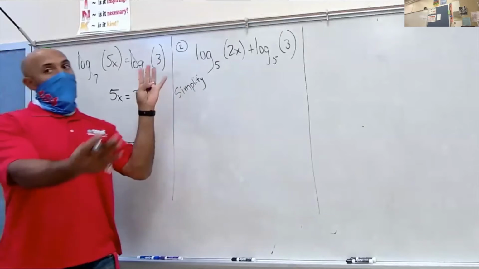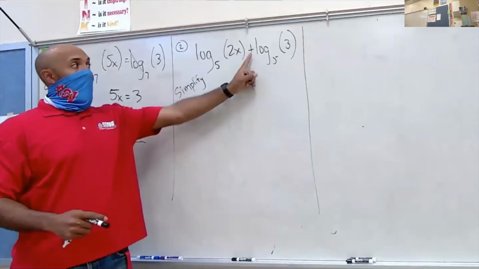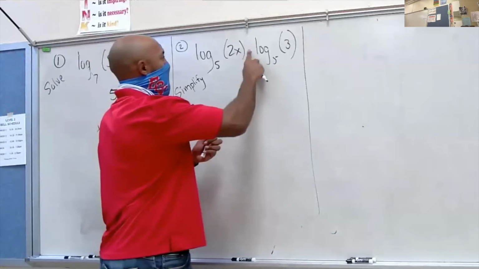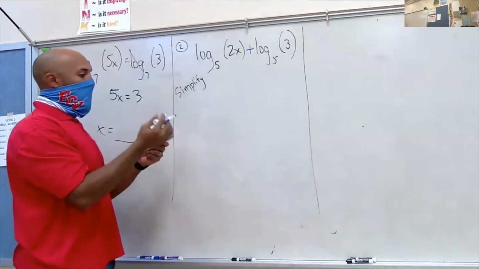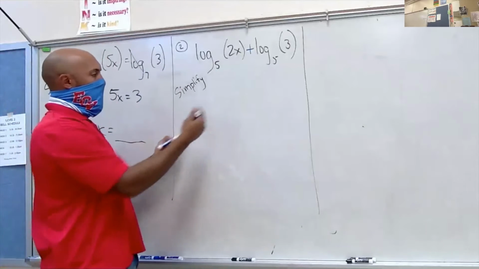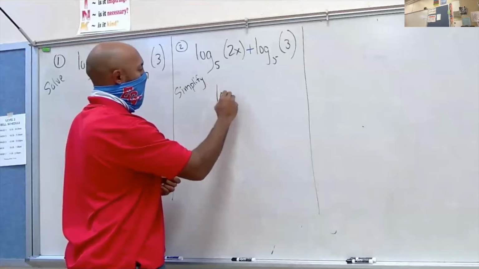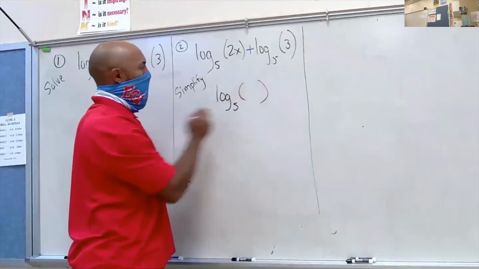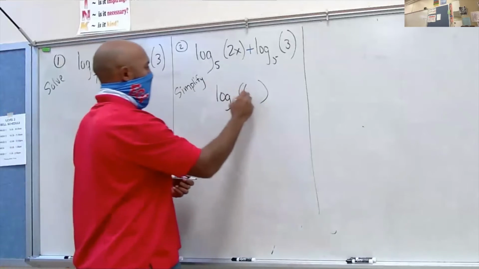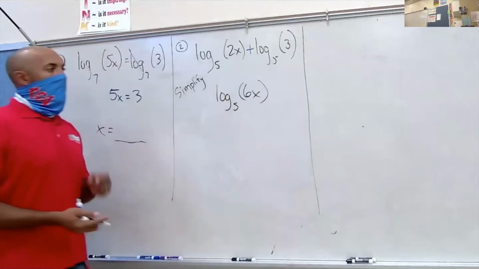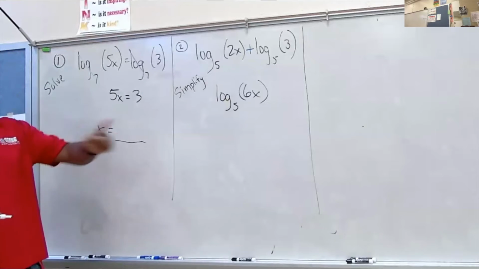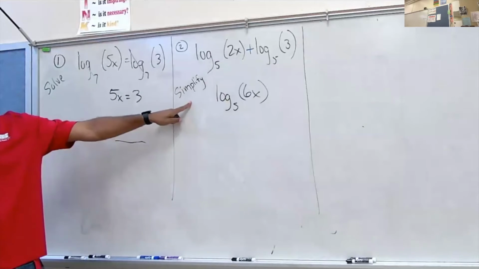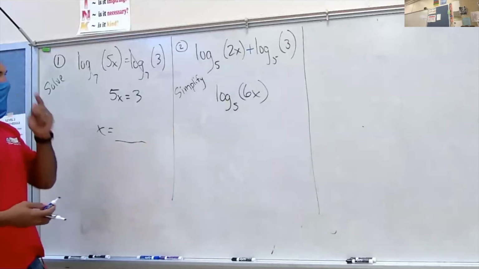Okay, so you're just combining two logs into one. Now, if you're adding two logs, how do we combine them? Multiply. Multiply what? What numbers are we multiplying here? 2x and 2. Okay, so it's log base 5 of what now? 6x. Okay. All right, so now we just simplify. That's all you're doing there. You're just simplifying and putting it together. Or the problem might say like condense it. Okay, it might say something different.